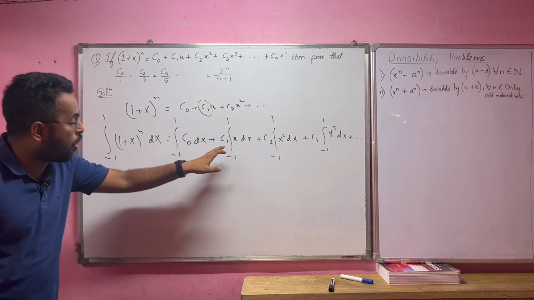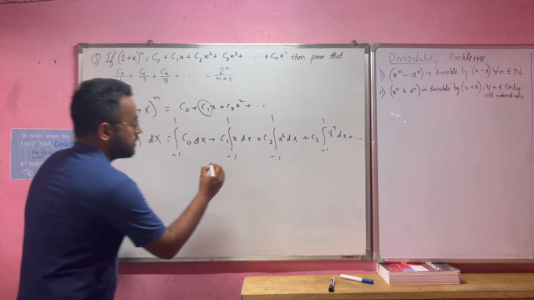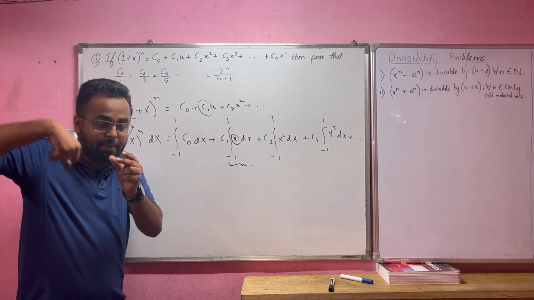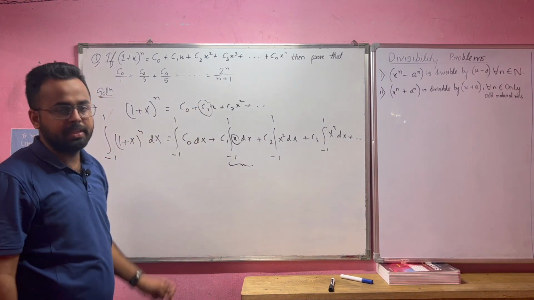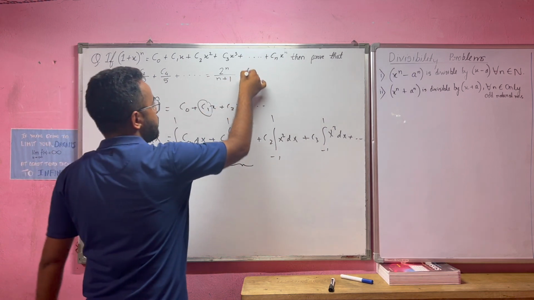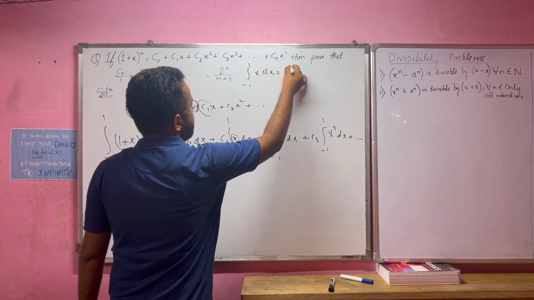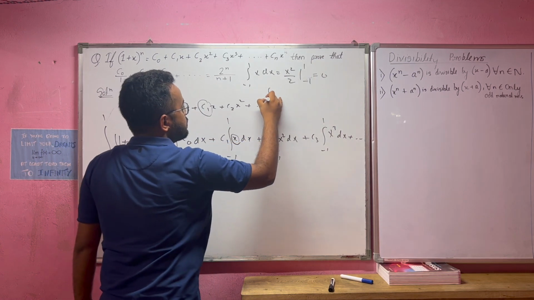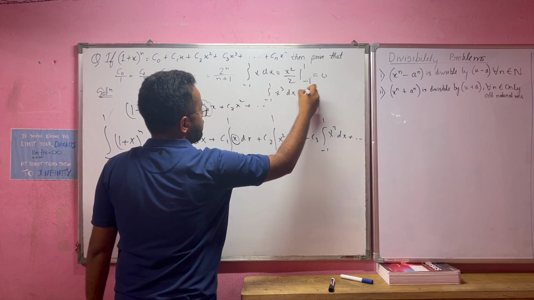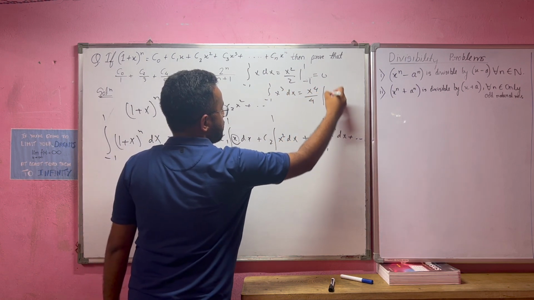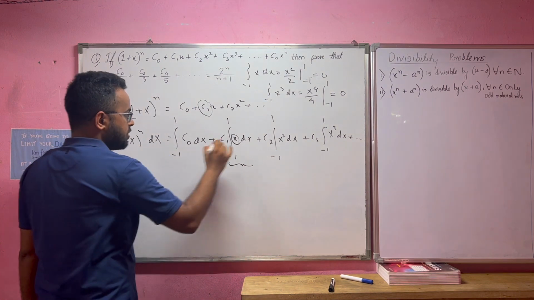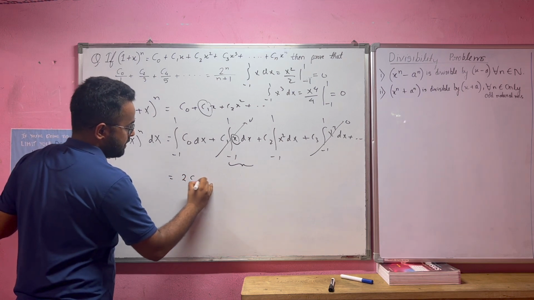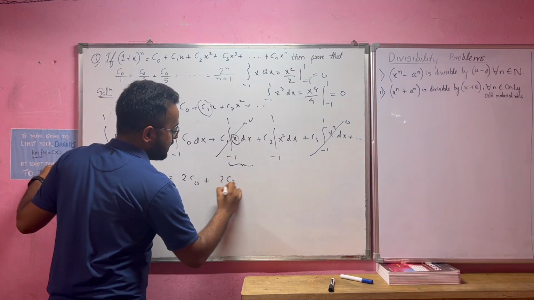So if you look at the odd terms, they will go out, because whenever I integrate an odd term, it will become an even term, and if I put the limits, then I will get 0. How? Minus 1 to 1 x dx is x square by 2, minus 1 to 1, equal to 0. Minus 1 to 1 x cube dx is x power 4 by 4, minus 1 to 1 limits, you get 0. So what will these terms become? This will become 2c0. This will become 2c2 by 3.